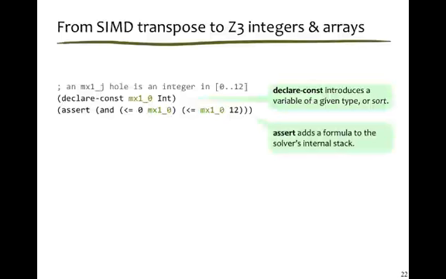Okay, all right. So this introduces a variable with this name of type integer. This assertion here says that this particular variable is in the range between 0 and 12. This is how you issue a command to the solver and tell it, here's a formula, I want you to push it onto your stack. At the end, after we've pushed everything we want onto the stack, we're just going to ask it to solve.